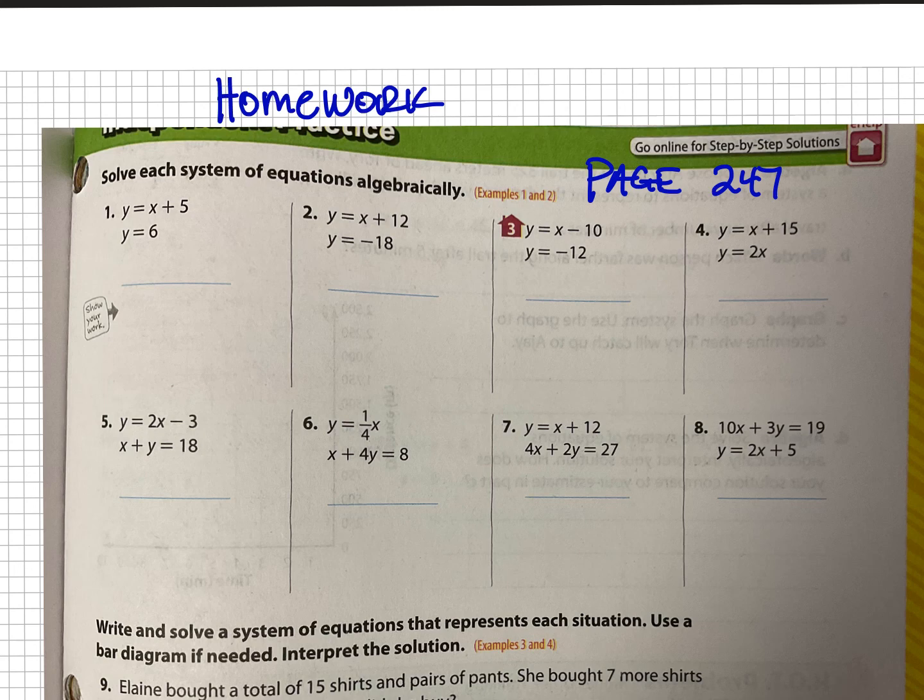All right, guys, I'm going to go through these 8 problems pretty fast. You can pause them if you need to. Okay, so first one, we're going to use substitution for all of these.